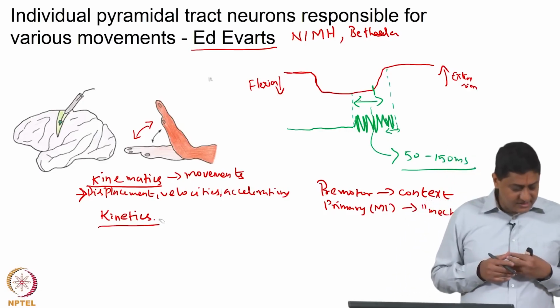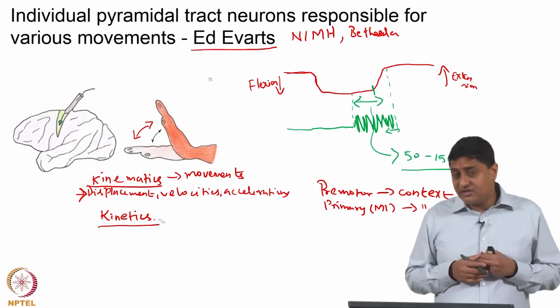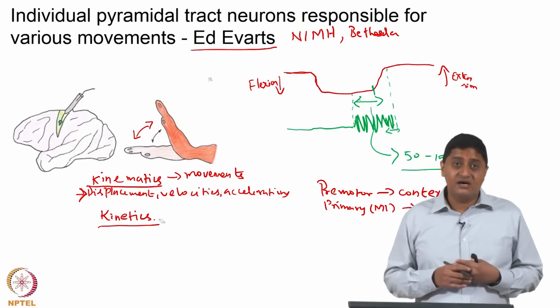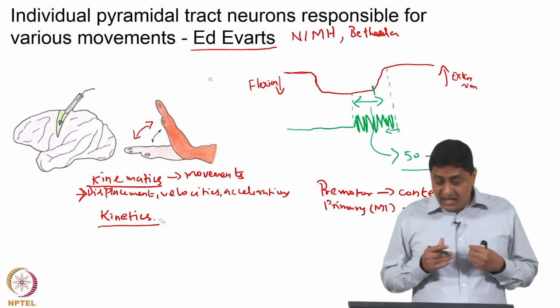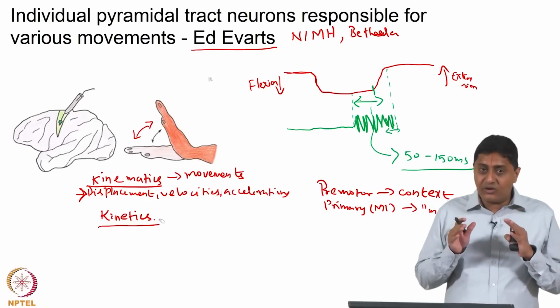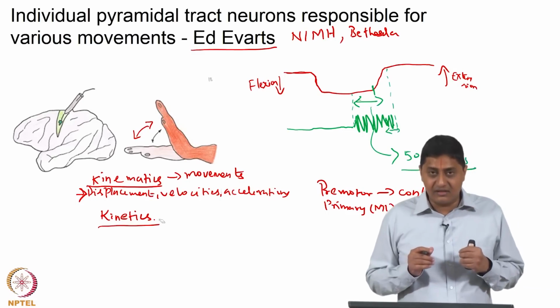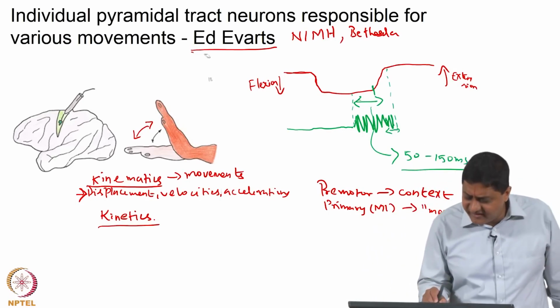Now, a question is what does the primary motor cortex encode? If the primary motor cortex encodes the mechanics, does it encode the kinematics or does it encode the kinetics? That is the big question. As I said, a considerable amount of debate exists about what is actually being encoded by the primary motor cortex, but here we are discussing the work of Eddie Watts.